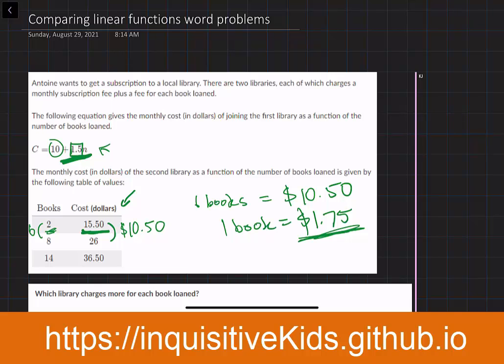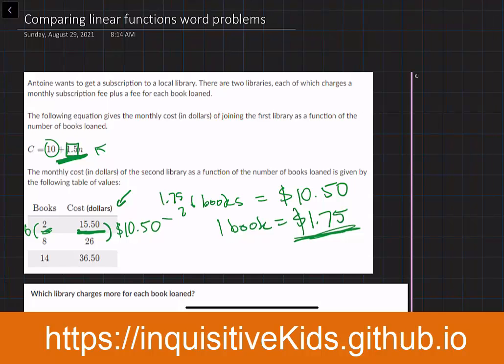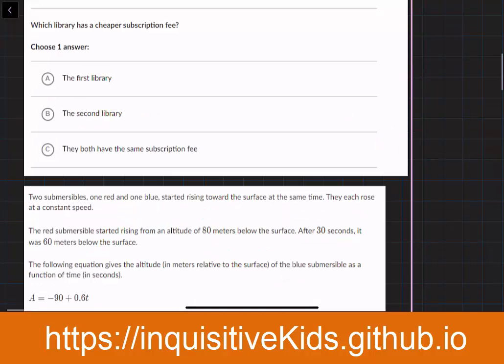All we need to do now is subtract the cost of 2 books from $15.5, and then that will be the subscription fee. So 2 books is equal to $3.5. And since it says here that it's $15.5, we just subtract 3.5 from 15.5, which is $8. And we can see that $8 is less than $10, so the second library has a cheaper subscription fee.